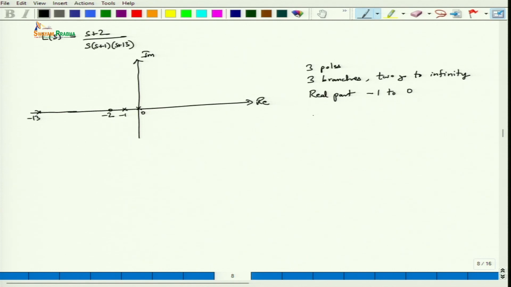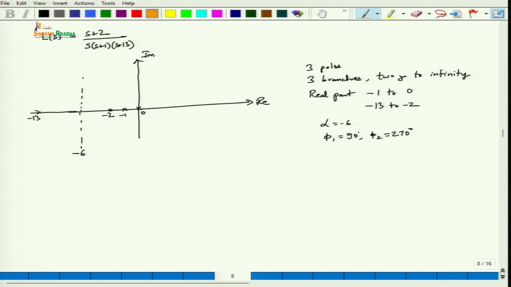Similarly, if we consider from minus 13 to minus 2, that's a part of the loci. In this case, alpha is equal to minus 6 and phi 1 is equal to 90 degrees and phi 2 is equal to 270 degrees. So we can get this at minus 6.